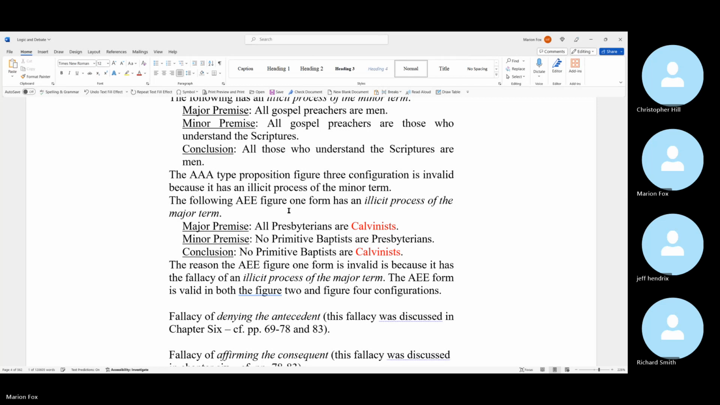But right here, this is an E-type proposition. The conclusion is, and so both the subject and predicate are distributed. We go back to page 48, I believe it was, and see that. So they're both distributed there. So this last one here is distributed, but the first one is not. So that's an illicit process of the major term. Other questions? Okay.